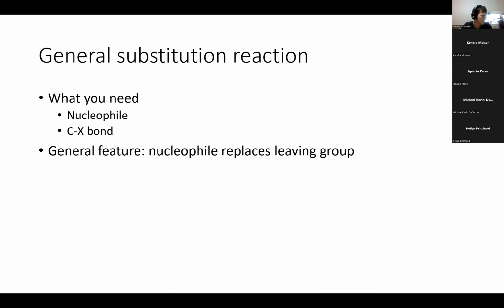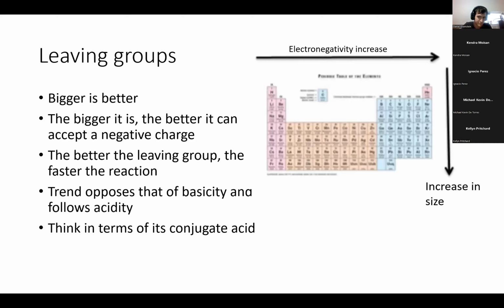Okay, so in a substitution reaction, we need a nucleophile and we need a leaving group. Something to replace the leaving group, and that thing is the nucleophile. Leaving group ability increases to the right and down the periodic table.